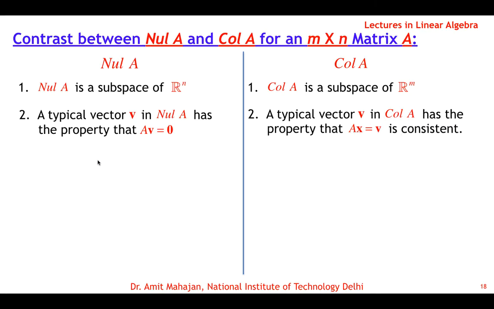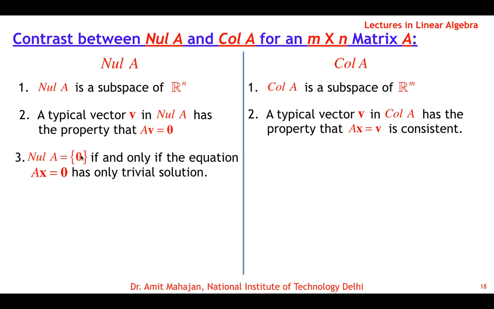Okay, null space A will be the 0 vector if and only if the homogeneous system has only the trivial solution. See, any vector is in null space A if the homogeneous equation is satisfied. So null space A will contain only one vector, the 0 vector, if and only if this system has only one solution, which is x equal to 0, that is, only the trivial solution.